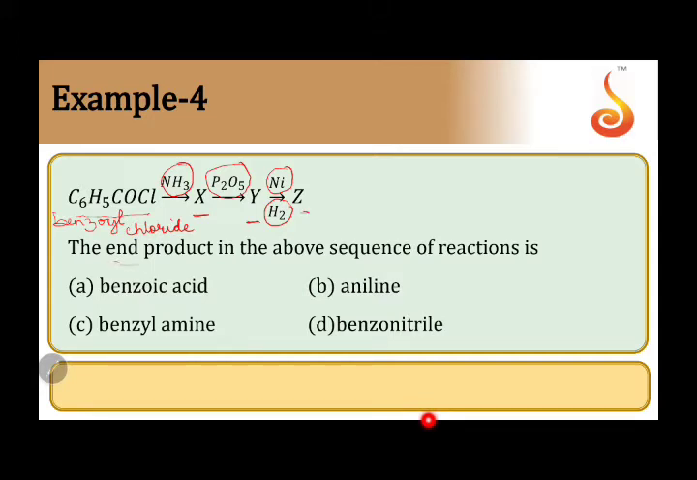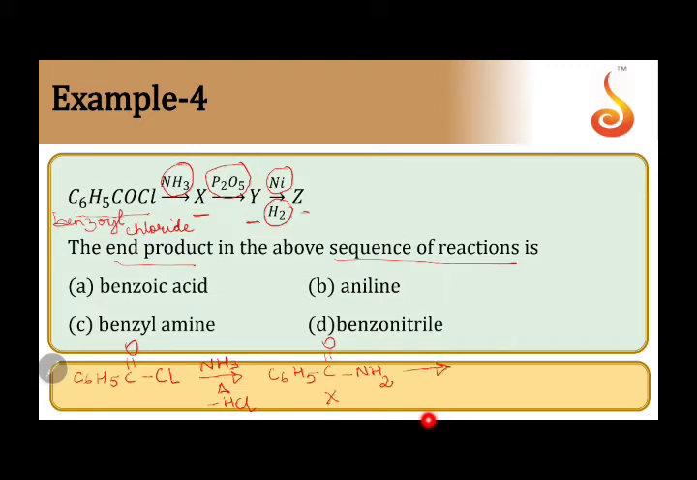The end product in the above sequence of reactions is, let's write this reaction. C6H5 C double bond O Cl, that is benzoyl chloride. On reaction with ammonia, substitution reaction occurs. Cl is lost with this H as HCl, thereby giving us product benzamide, C6H5 C double bond O NH2. So this is compound X.